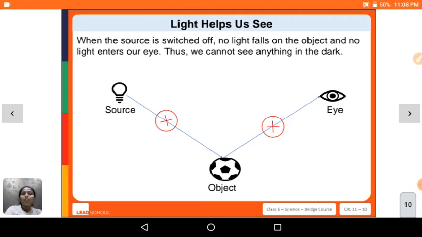When it is switched off, it is dark. So, the light does not fall on the object.